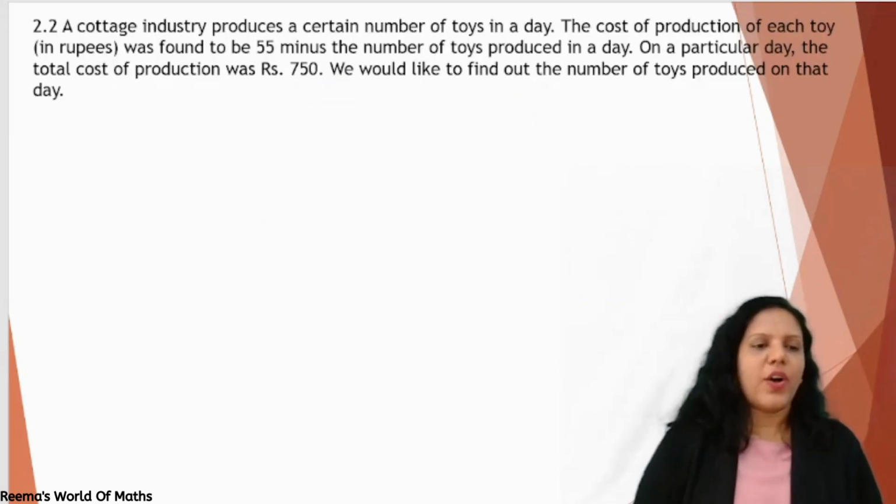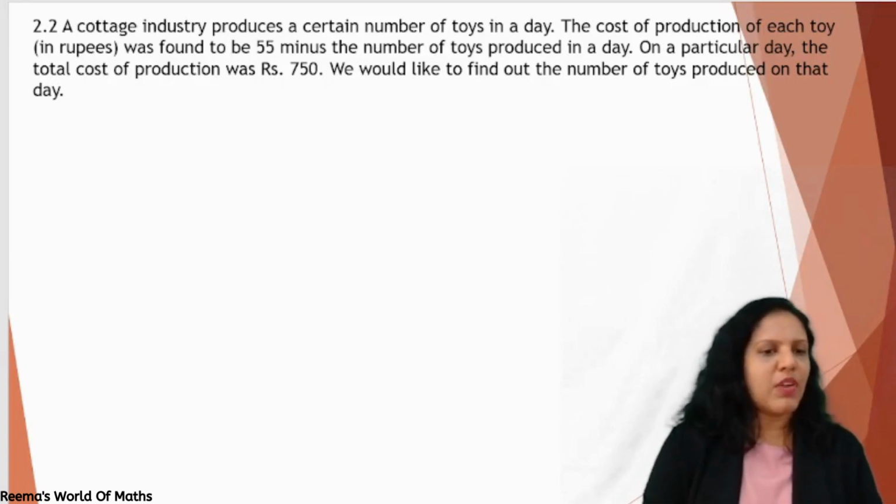Next question. A cottage industry produces a certain number of toys in a day. The cost of production of each toy in rupees was found to be 55 minus the number of toys produced in a day. On a particular day, the total cost of production was rupees 750. We would like to find out the number of toys produced on that day.